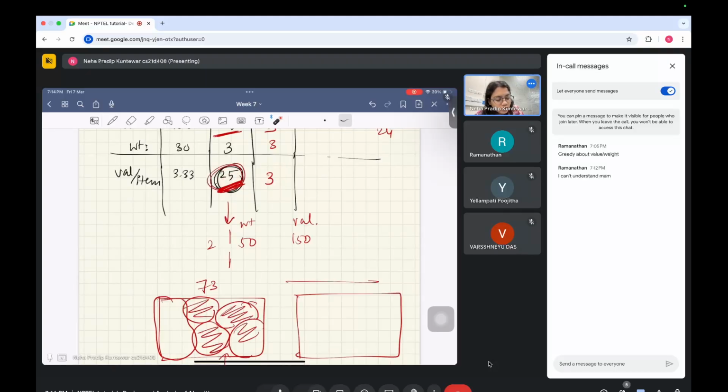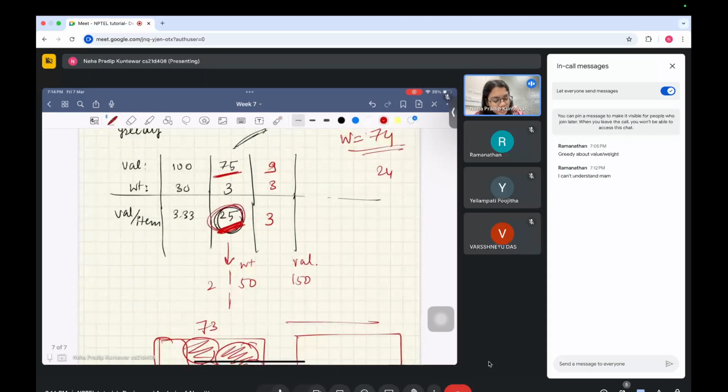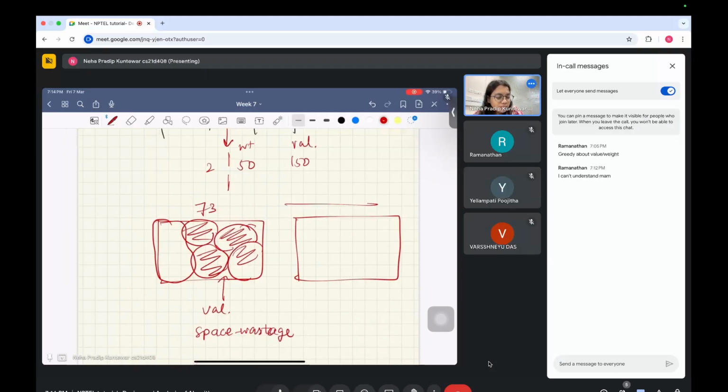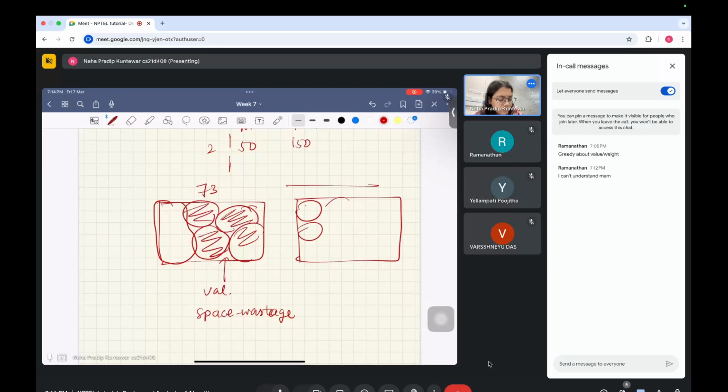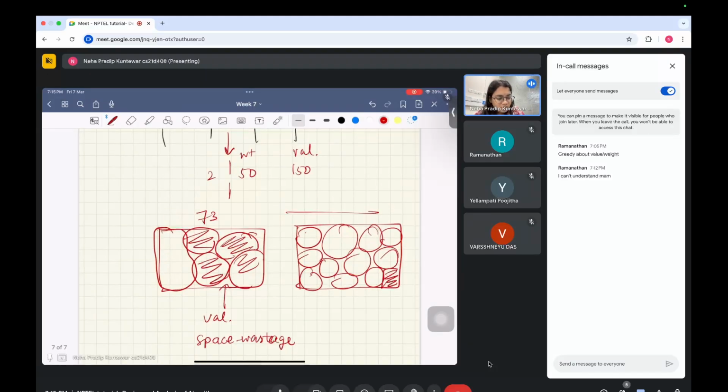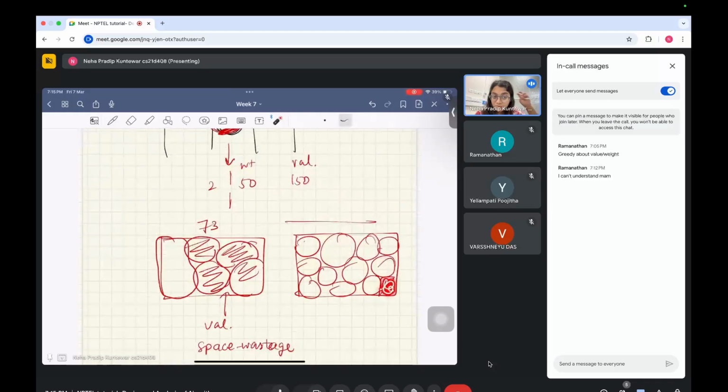But what is happening by doing that is, if I look at the sums of these weights, maybe some combination of items here are optimizing the space so much that there is only limited wastage happening. So you understand, right, what I mean by this, the wastage part?